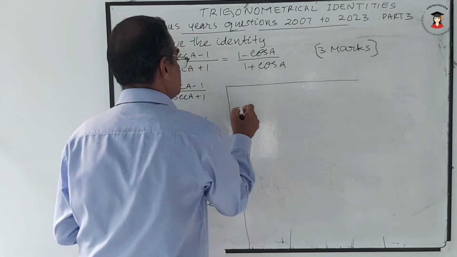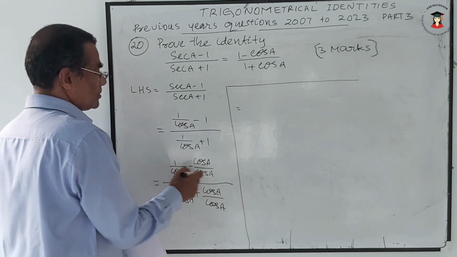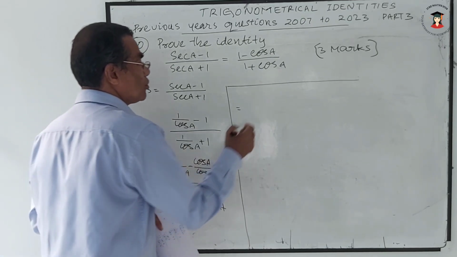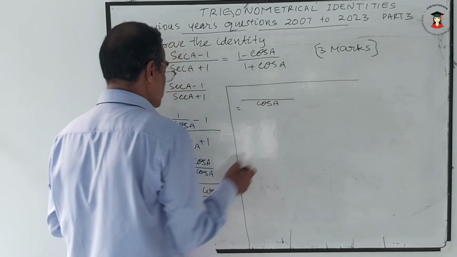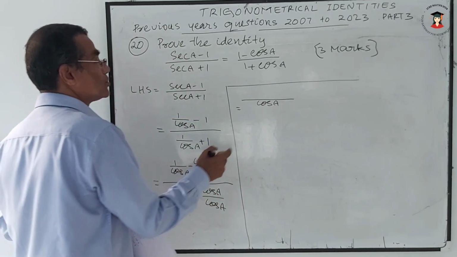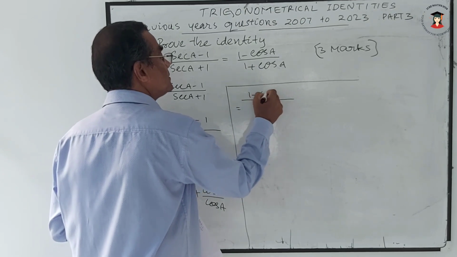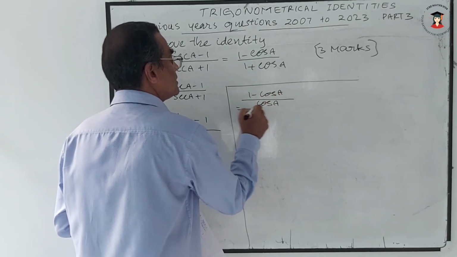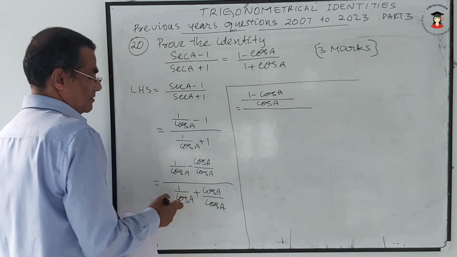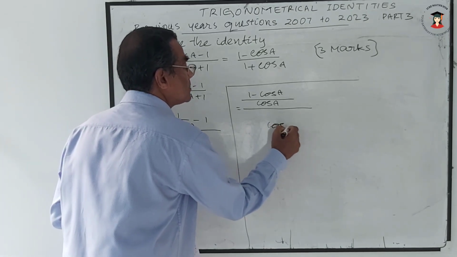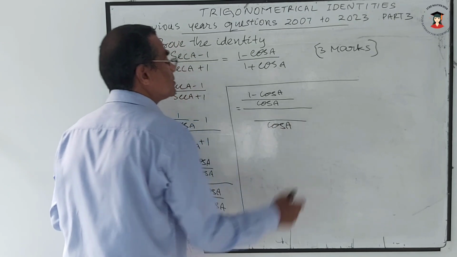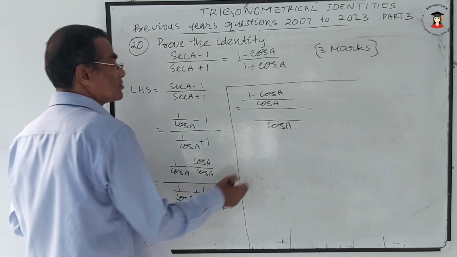Equal to, so the common denominator is cos A, and in the numerator we can have 1 minus cos A. 1 minus cos A divided by the other fraction, with the common denominator cos A, upon 1 plus cos A.